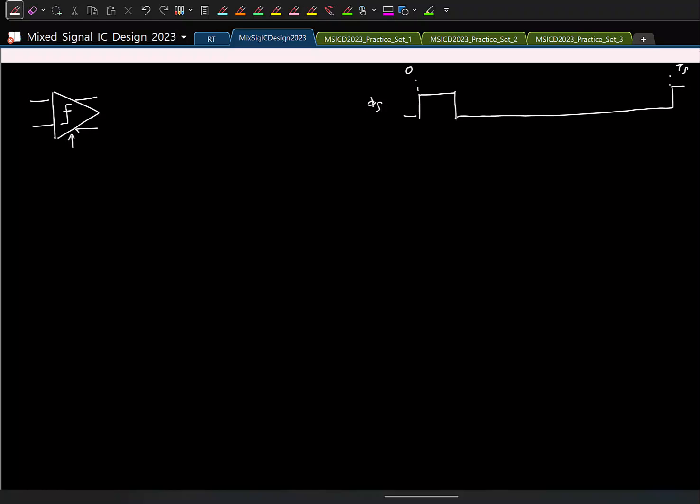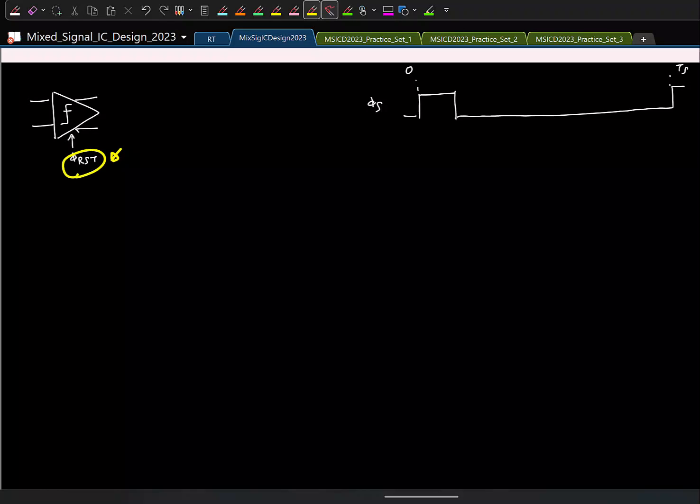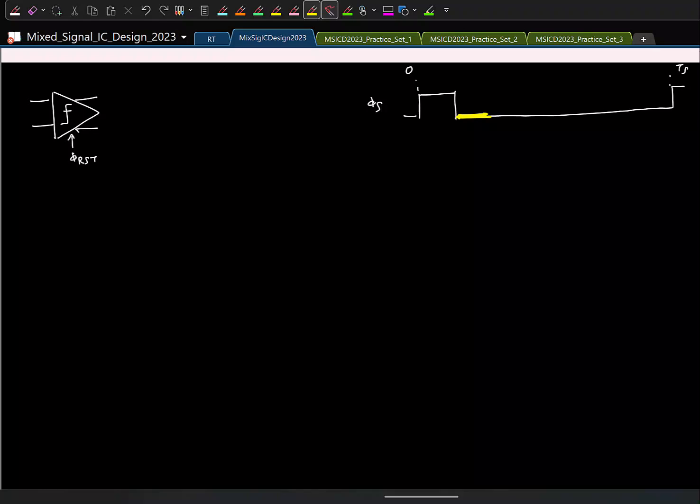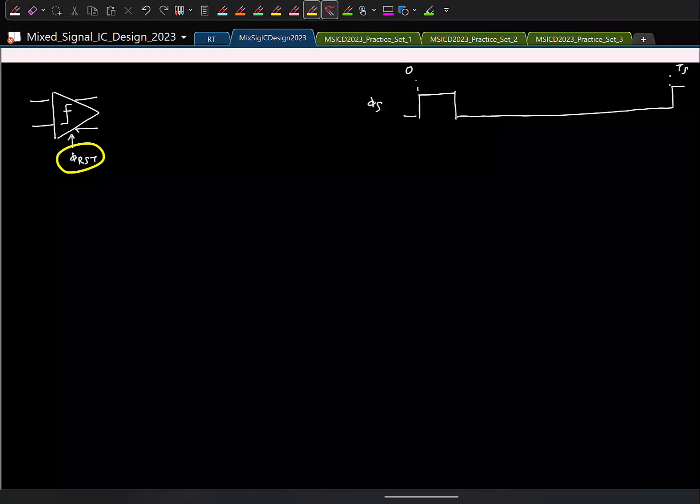So let us say I call the clock phi reset. Basically here I am showing the reset clock, that is, if this clock is high, the comparator is reset. If it is low, it will regenerate. This is the flipped version, right? So now you know that during this phase is when it can regenerate. So what clock can be used as reset now? When can I reset it?